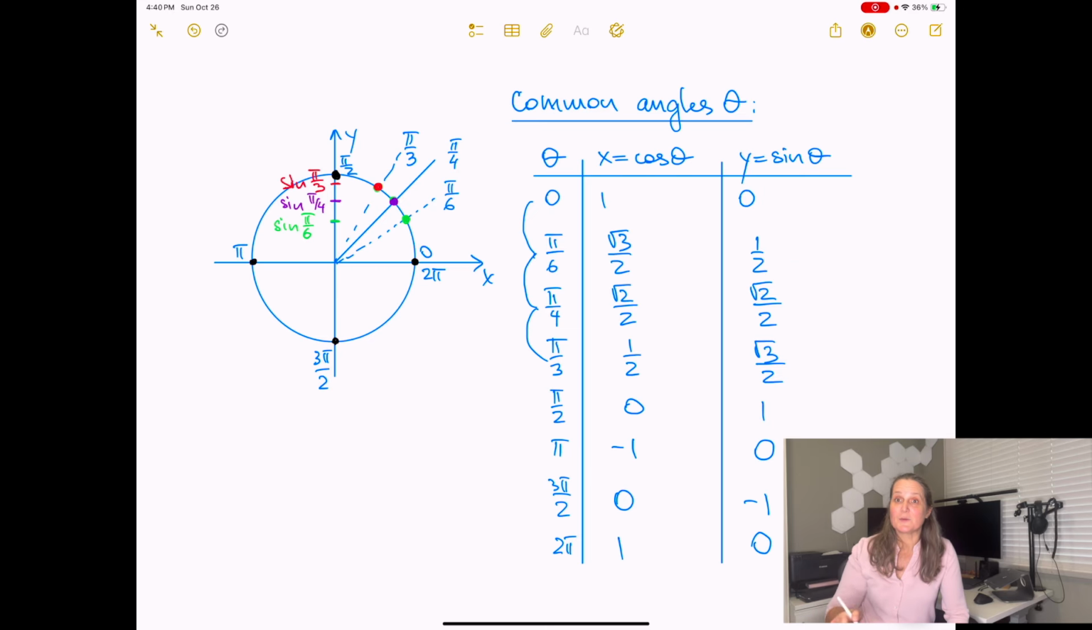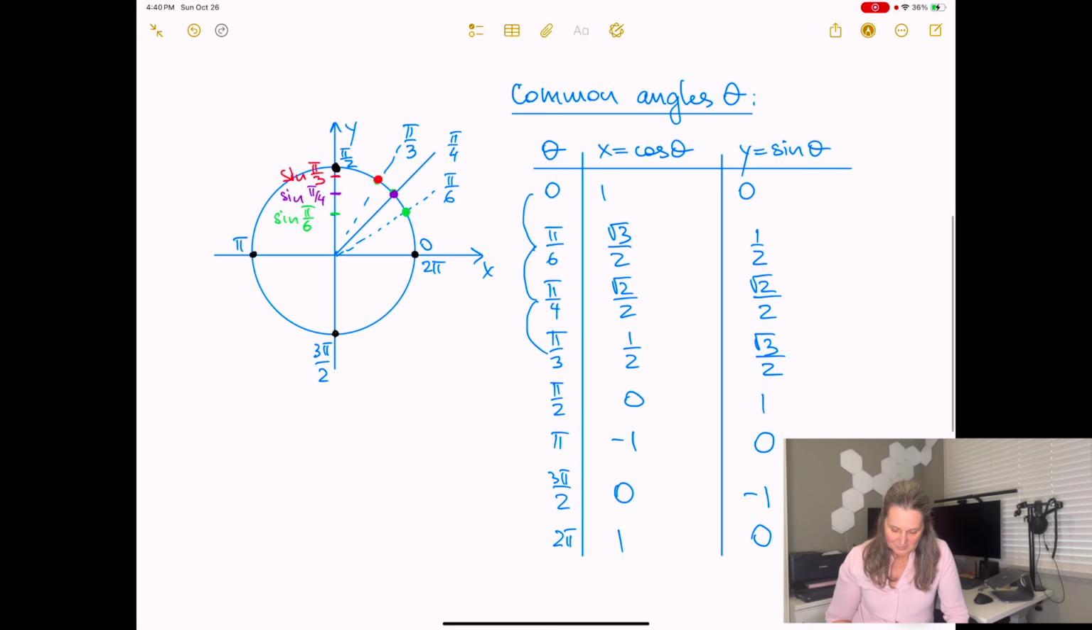As we are rotating through the first quadrant, we stop when we hit pi over 2. And at pi over 2, the sine is equal to 1, which is, not surprisingly, the same thing as square root of 4 over 2. The value of the x-coordinate, which corresponds to cosine theta, is equal to 0 at pi over 2.